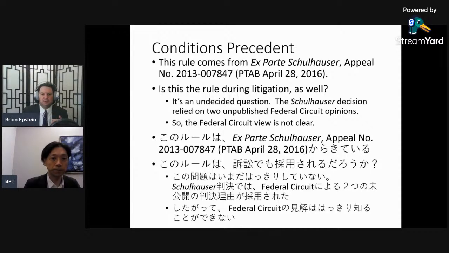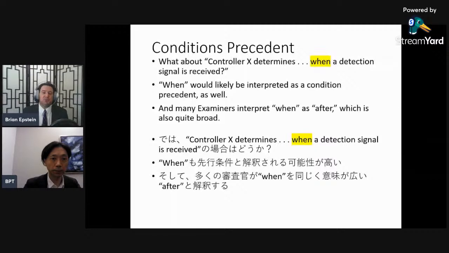So what a lot of patent attorneys started doing was using the term when. So, okay, Brian, what about the phrase controller X determines when a detection signal is received? So we don't really have a clear decision about condition precedent on this, but my opinion is that this would likely be interpreted as a condition precedent as well.